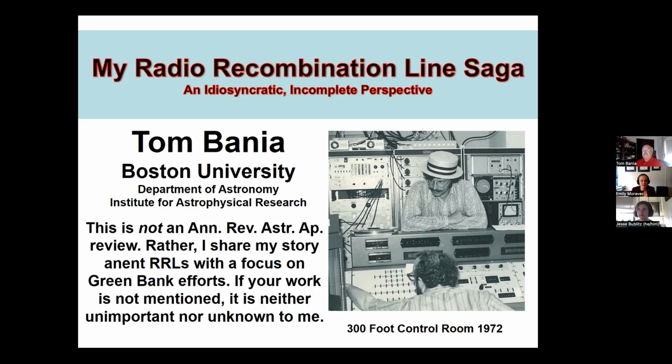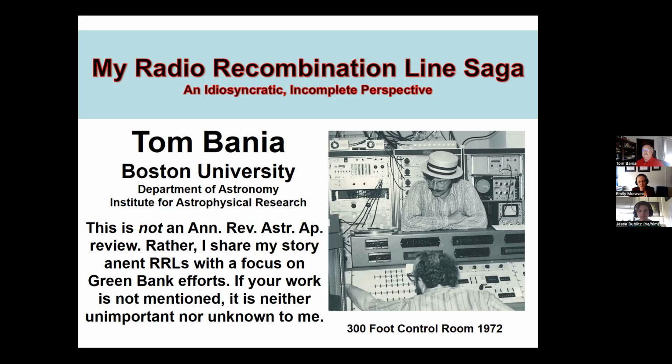Dr. Bania obtained his PhD in astronomy from the University of Virginia. And for his thesis, he made and analyzed the first large-scale map of the distribution of carbon monoxide gas in the inner region of our Milky Way galaxy, including the galactic center. Between his dissertation work and his current position, he's been a part of Arecibo, Cornell, and the University of Virginia.